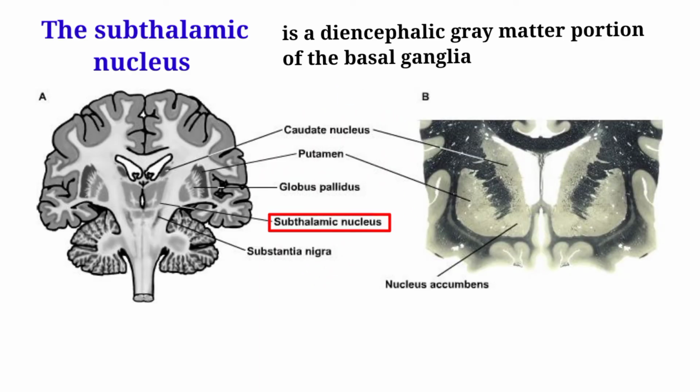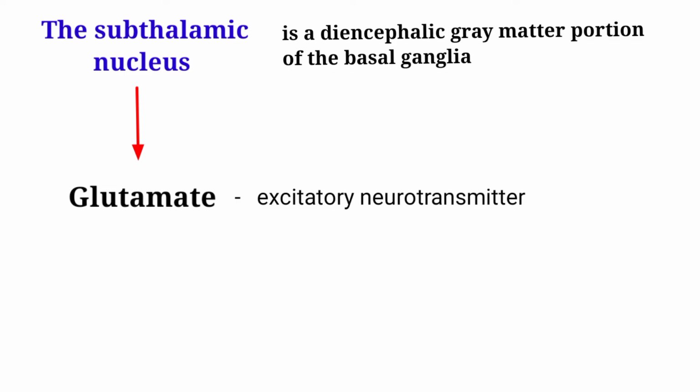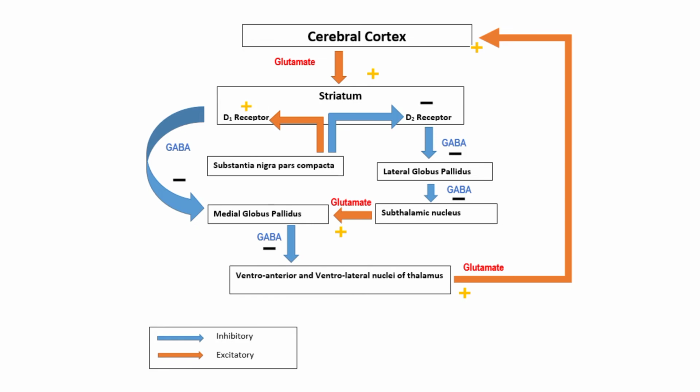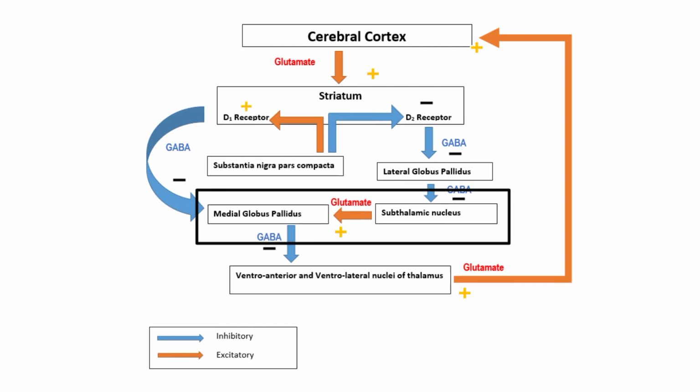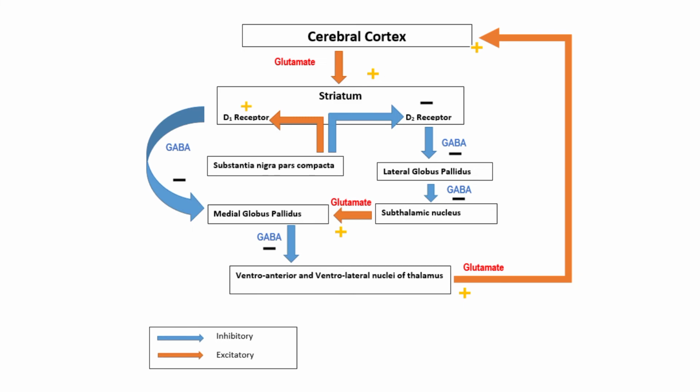Subthalamic nucleus. The subthalamic nucleus is a diencephalic grey matter portion of the basal ganglia and is the only portion of the ganglia that produces an excitatory neurotransmitter, glutamate. The subthalamic nucleus receives inhibitory input from the external part of the globus pallidus and sends excitatory input to the globus pallidus interna. Its main role is in the indirect pathway.